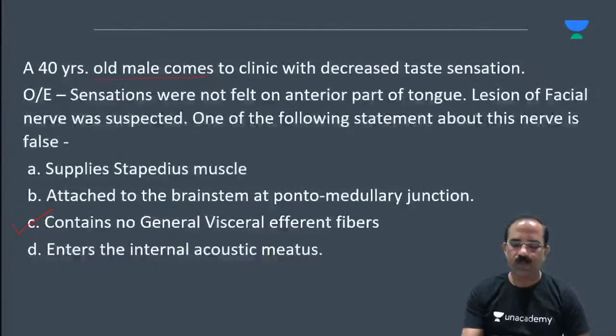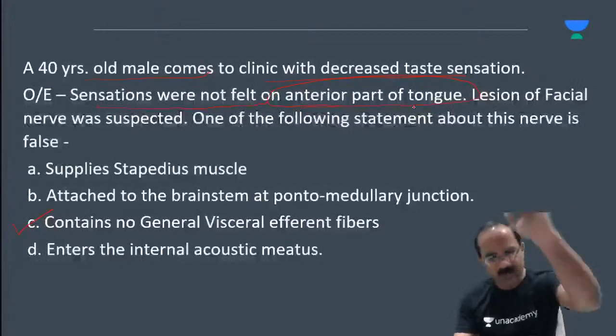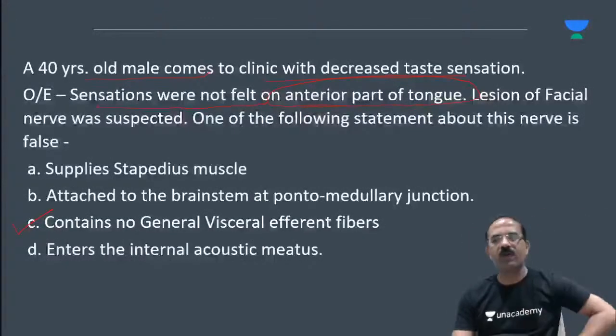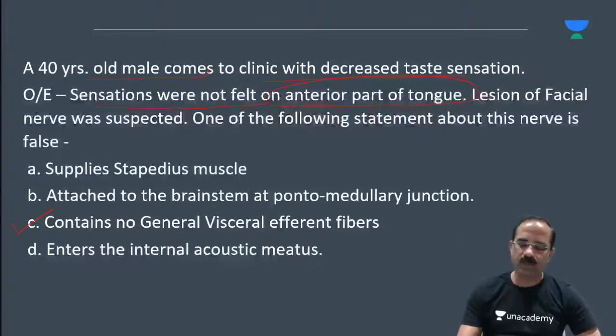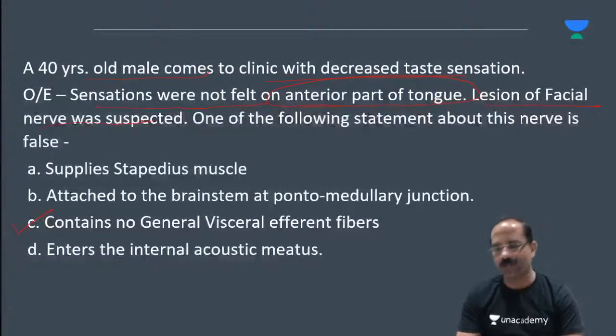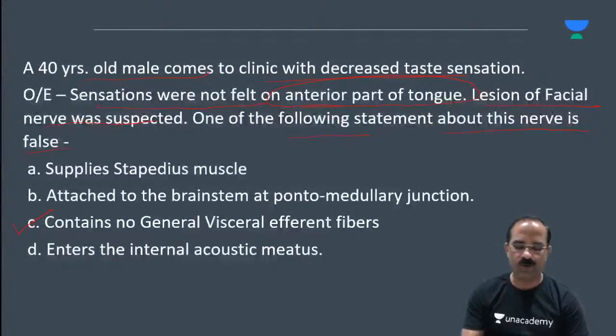So a 40 year old male comes to the clinic with decreased taste sensations. Sensations were not felt in the anterior part of the tongue. So we are 100% sure who's involved: the chorda tympani, which is a branch of the facial nerve. Lesion of the facial nerve is suspected. Very good. One of the following statements about this nerve is false. Supplies the stapedius muscle. What do you say?